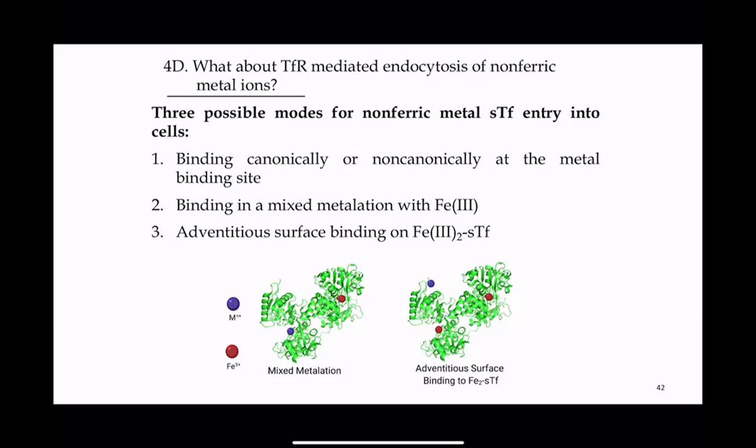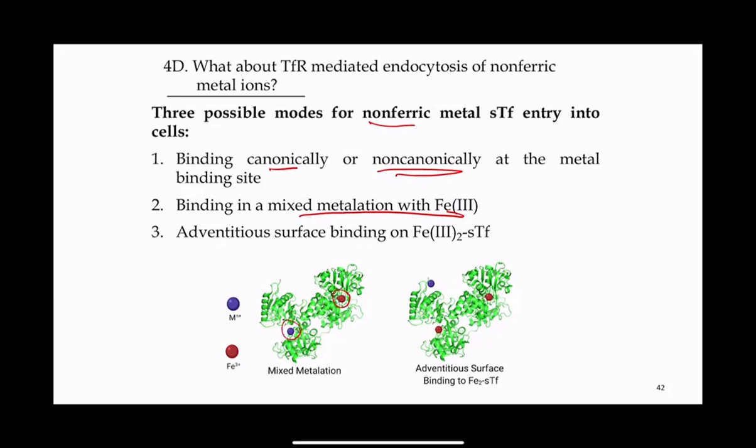All right, so here are three proposed modes for non-ferrics, that means non-iron metal, serum transferrin entering into cells. You have possible binding either canonically, like iron will bind in this typical format, or non-canonically at the metal binding site. You can have binding in a mixed metallation. This is something that a few people have proposed for, let's say, plutonium, which is a toxic metal, but possibly this idea that you might have a mixed metallation where you have iron in one lobe and another metal in another lobe.